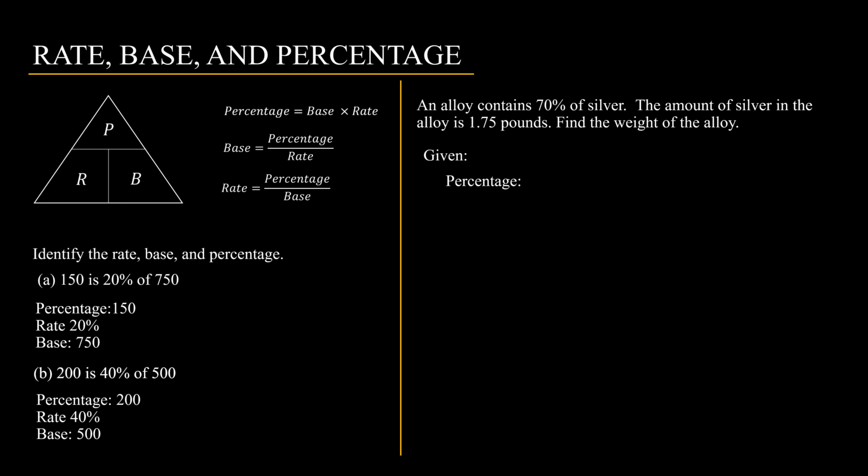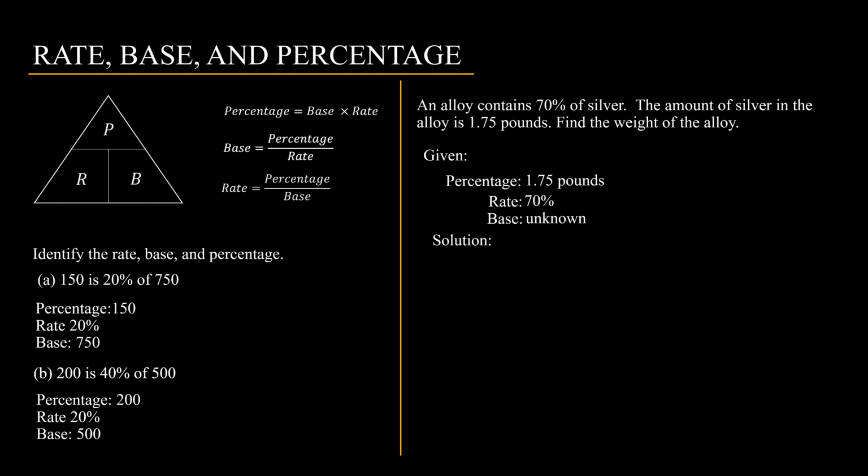So, we're looking for the base. Kasi yung percentage ay given, yung rate ay given. The percentage is 1.75 pounds. That is the weight of the silver. And yung rate naman ay 70% kasi yung silver daw ay 70% sa alloy. So, we're looking for ano yung timbang ng alloy. Therefore, we will be looking for the base.